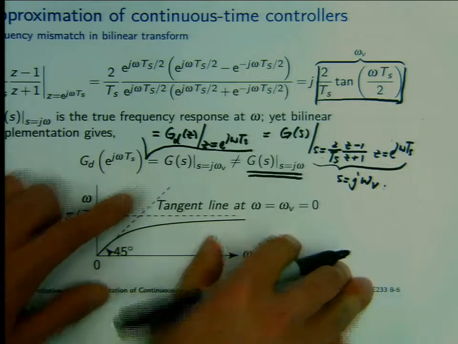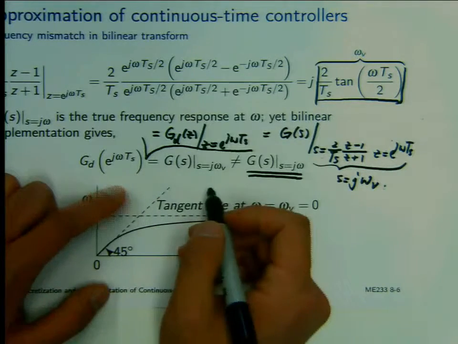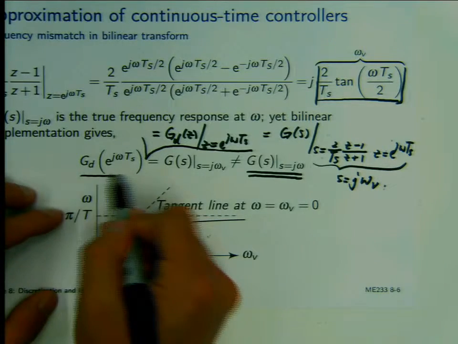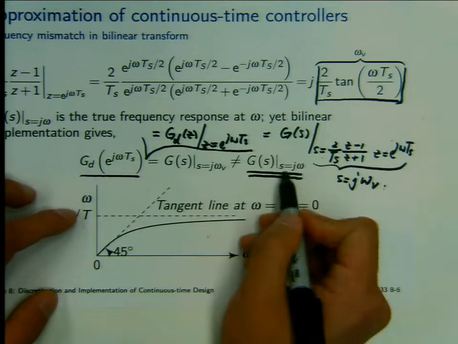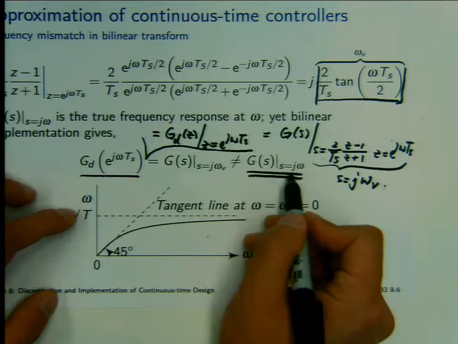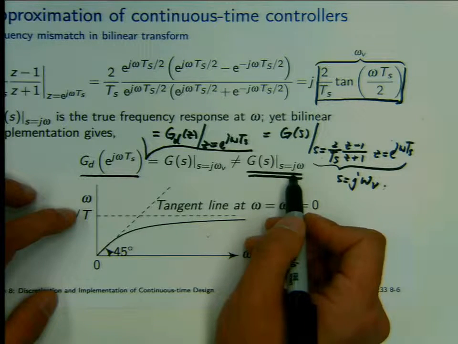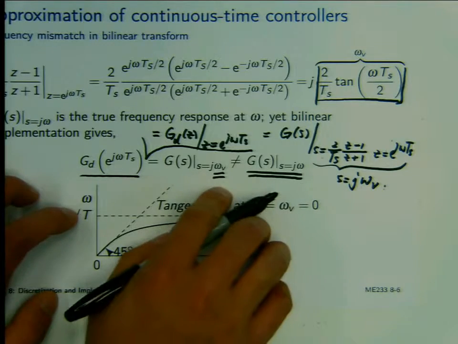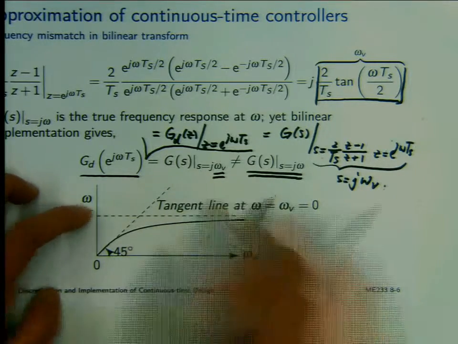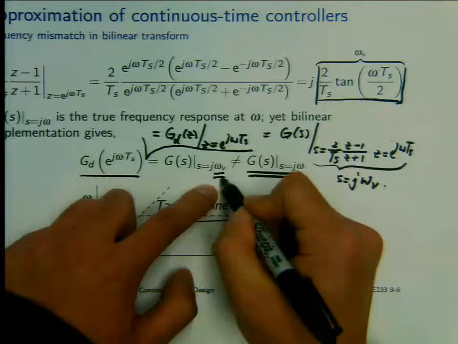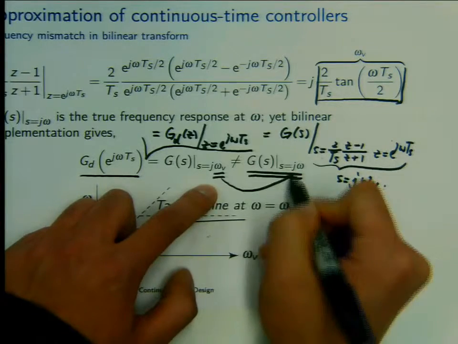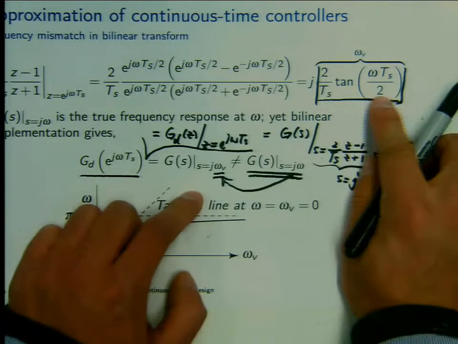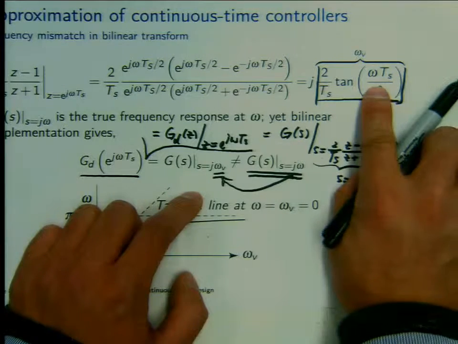Okay? Now you see one disadvantage for bilinear transformation is the discrete time frequency response: you are actually not evaluating the actual frequency response at frequency ω. You are evaluating at a different place, ω_v. Okay? So let's take a look at how ω_v and ω are related. So this is essentially this equation here.